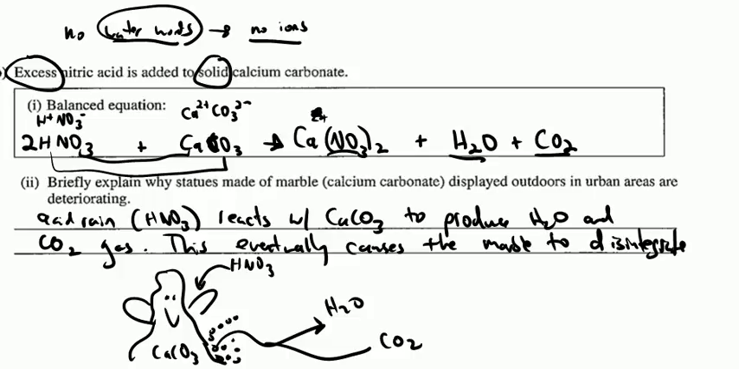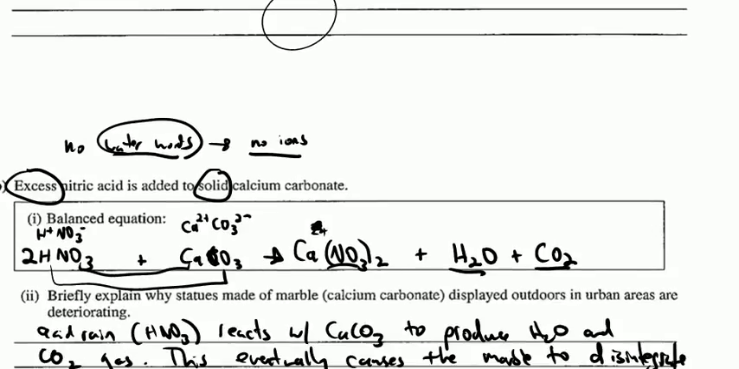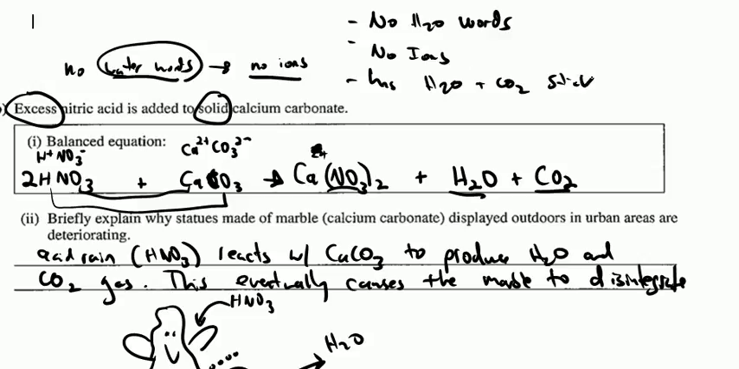So I'd like to go over this real quick from the top. This one was a really straightforward one, formation of a lead 2 hydroxide precipitate. This problem was really tricky because we saw no water words. And if we have no water words, we're going to have no ions. But we had an H2O plus CO2 stick happen. So there are actually no spectator ions in this case. No spectator ions. So that one is a little bit tricky.